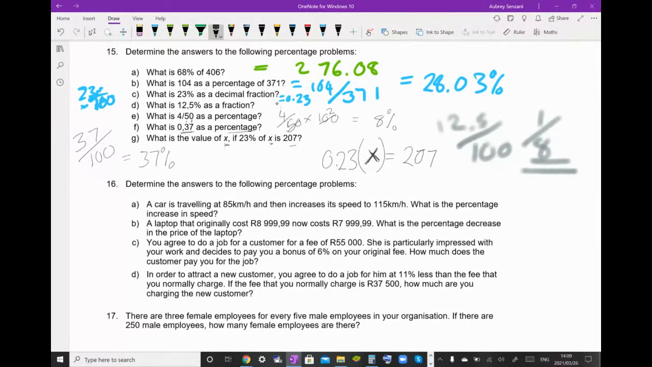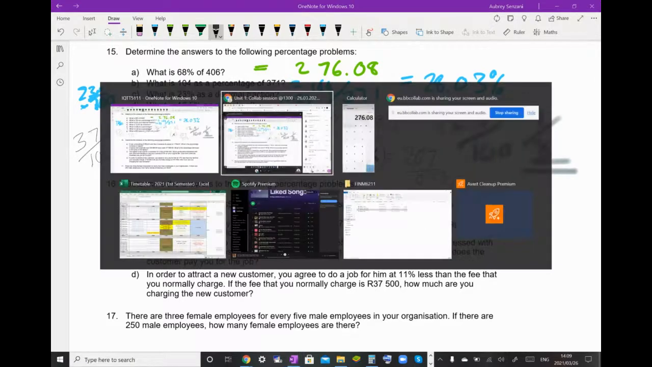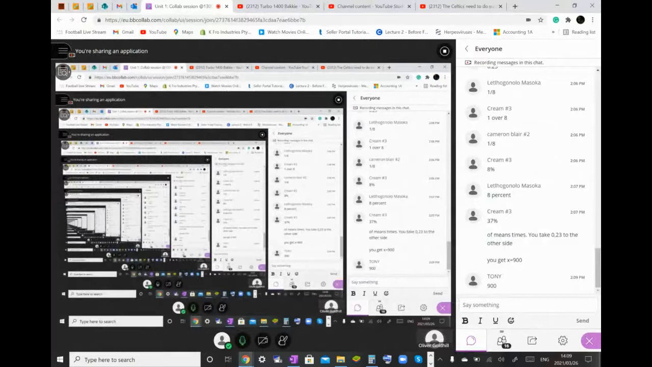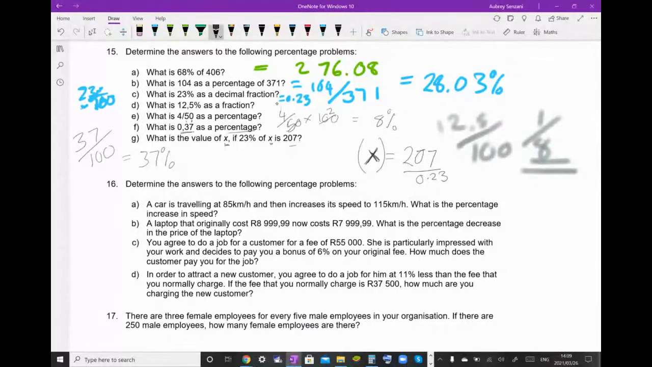So if we want to find out what x is, we need to get rid of this 0.23. So here we divide by 0.23, and here we divide by 0.23, so that we have x. Now I'm just going to erase this to make it look neater. And there you go. I believe someone already has the answer for me. 900. Yes, Tony, the answer is 900. That's what we want. Okay, awesome stuff.